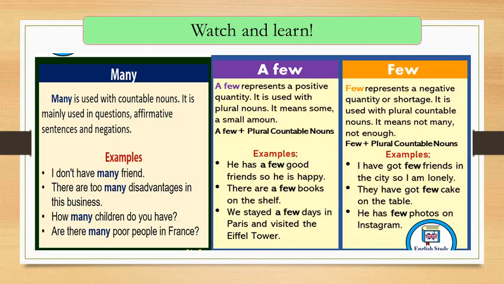Try to figure out the difference between these two sentences. I am very happy because I have a few true friends. I am very unlucky because I have few true friends. What's the difference? Few here only means almost no true friends. But he is very happy because he has a few. A few here means some.